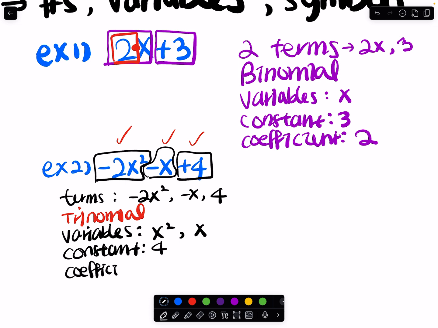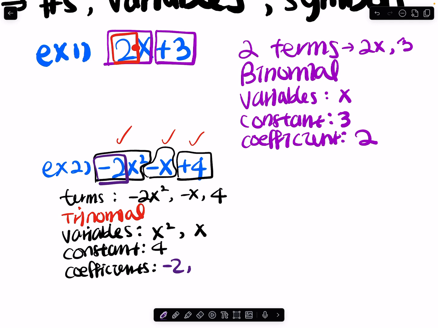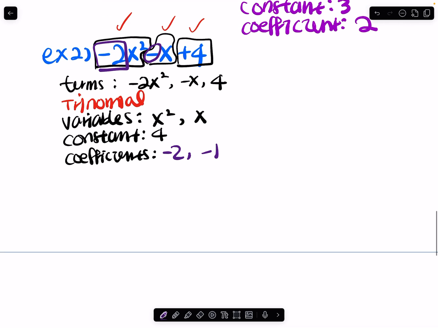Coefficients are negative 2. Coefficients are the numbers that sit in front of the variables, and they're multiplied together. And the other coefficient is this. That says negative x or minus x, but actually means negative 1. So those are the coefficients. Okay? And the next one was, so we have an expression.